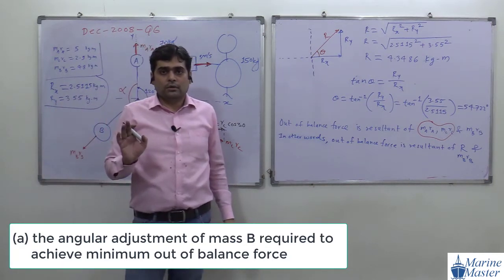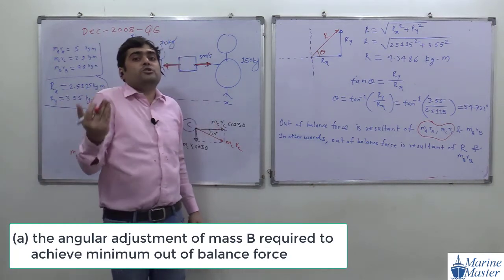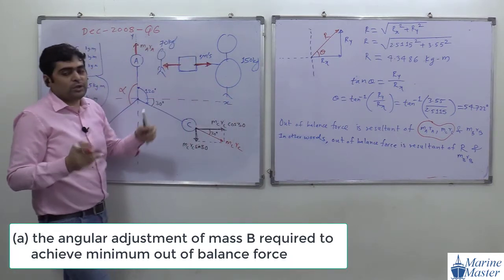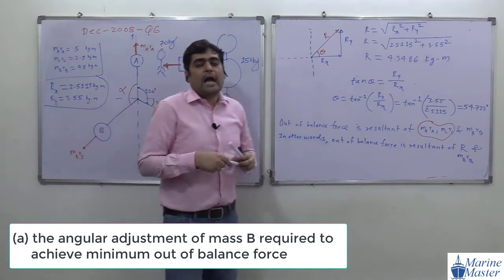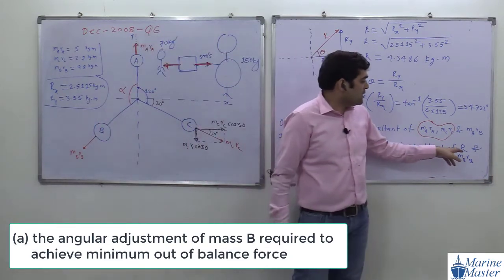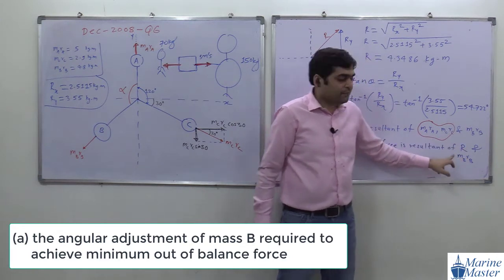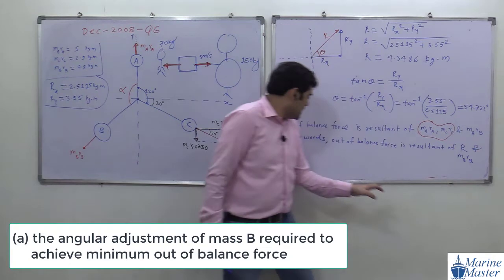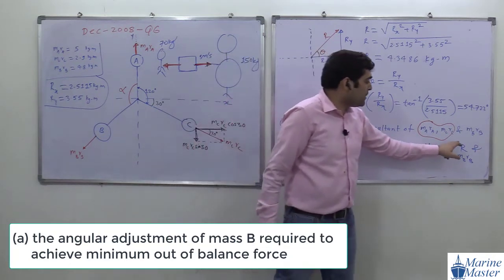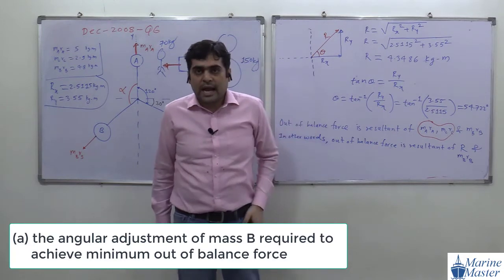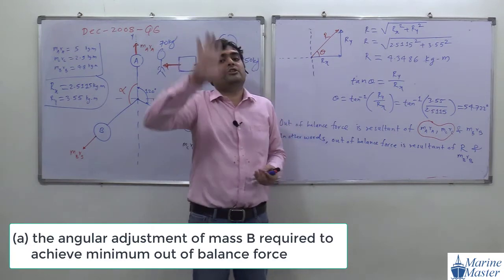So what is the moral of the story, why am I telling you this story? Because see here, the out of balance force at the end is the resultant of R and MBRB. Here at the end we have two forces, and the out of balance force is the combination of these two forces.